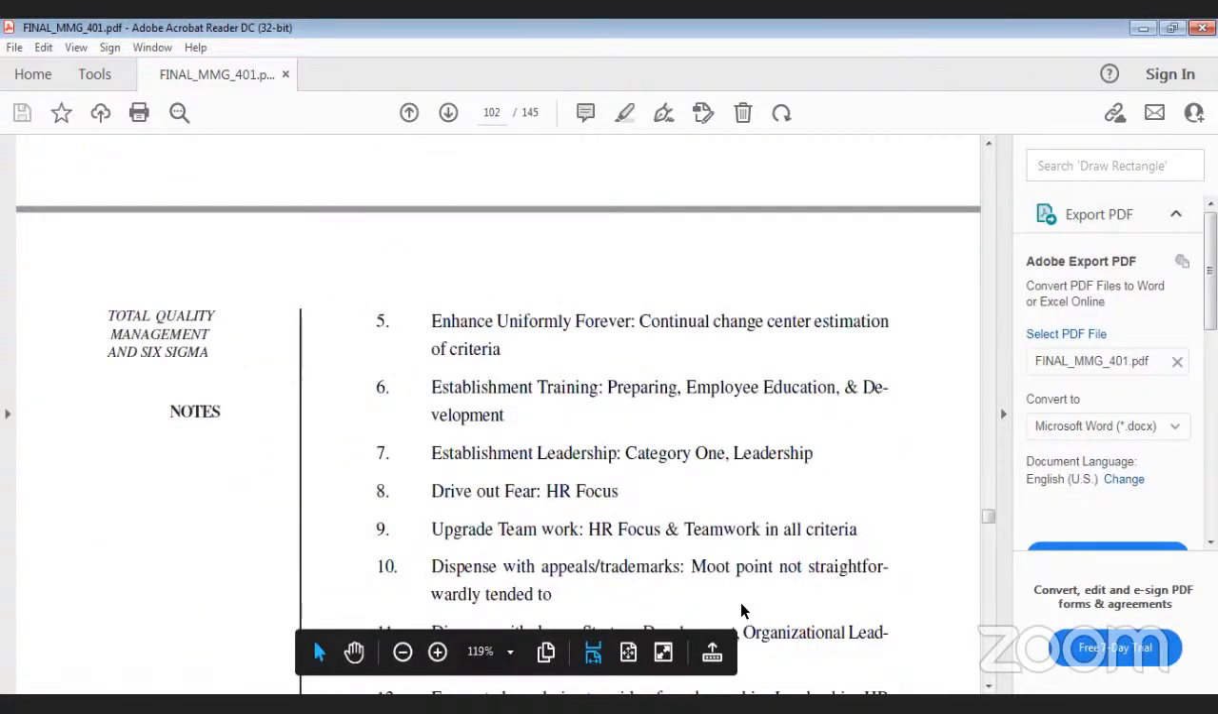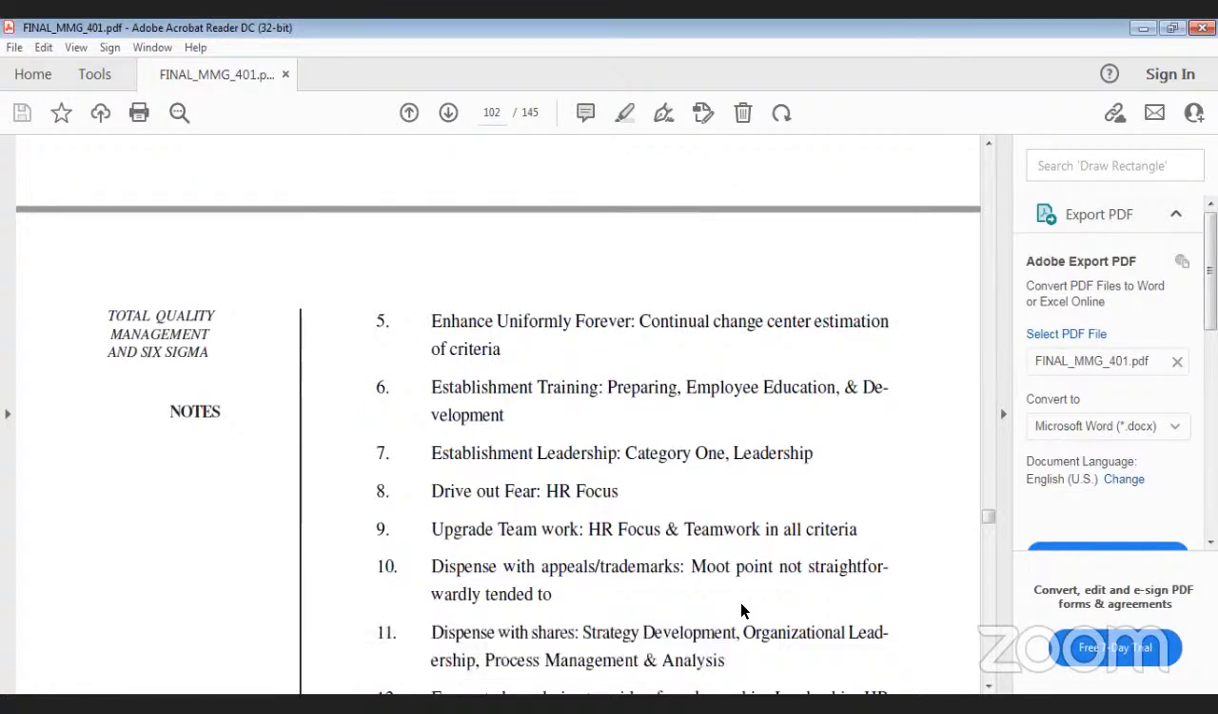Then fifth is improve constantly and forever, continual changes, central estimation of criteria. Point number 6 is establishing training, preparing employees, education, then development also. The next, seventh point is institute leadership, one category. Then the 8th point is drive out fear. That means HR must be focused on. The ninth point is upgrade teamwork. HR focus and teamwork are all in the criteria. Then the 10th point is eliminate slogans and exhortations.